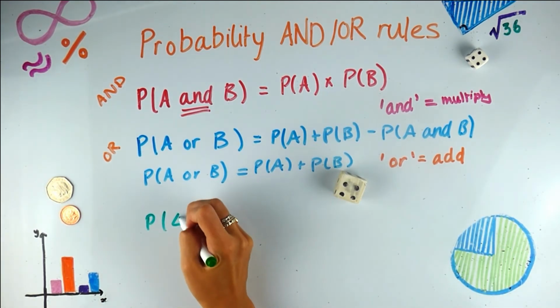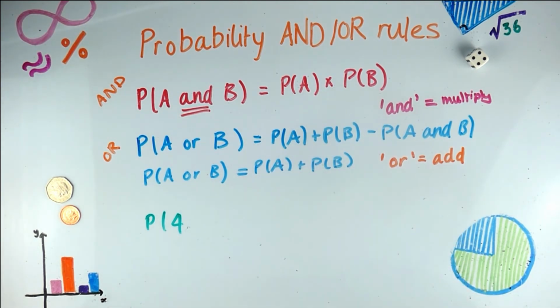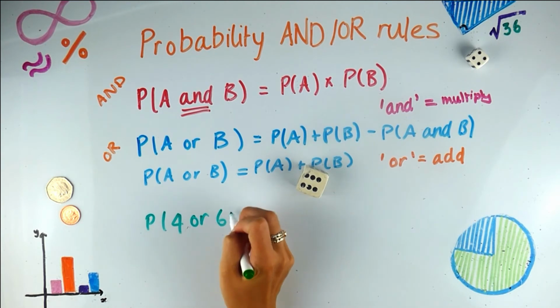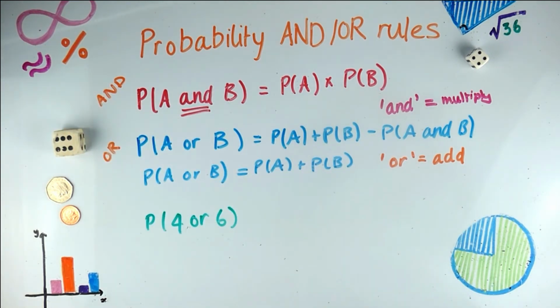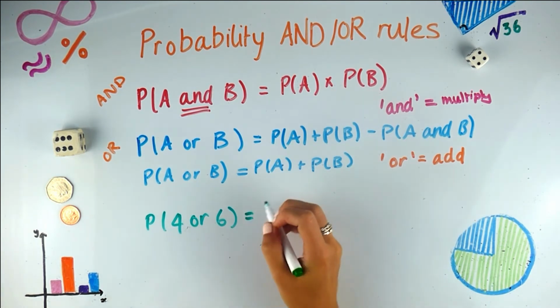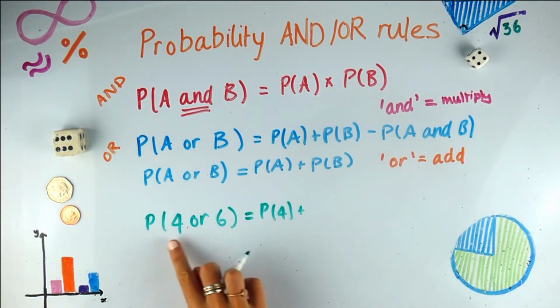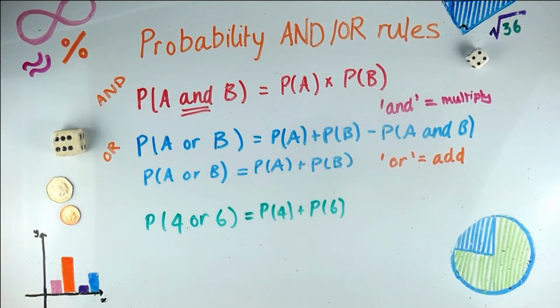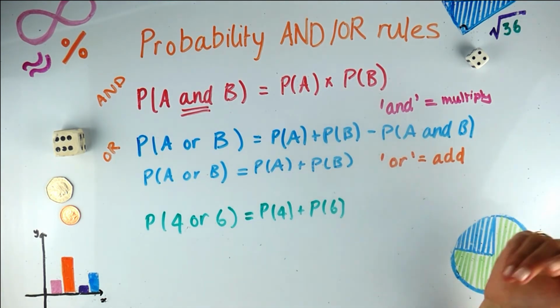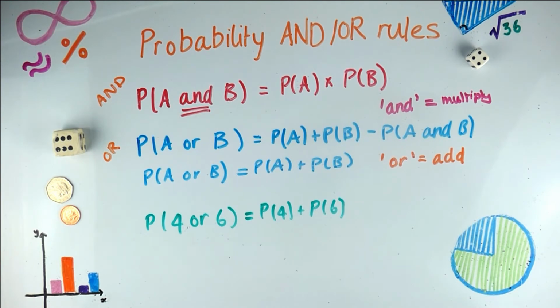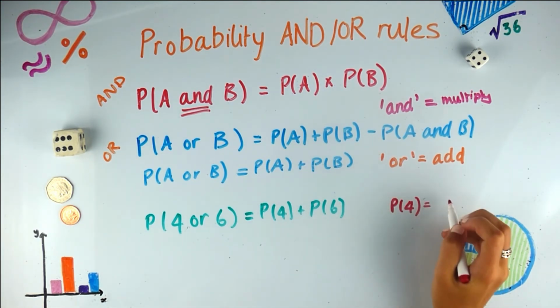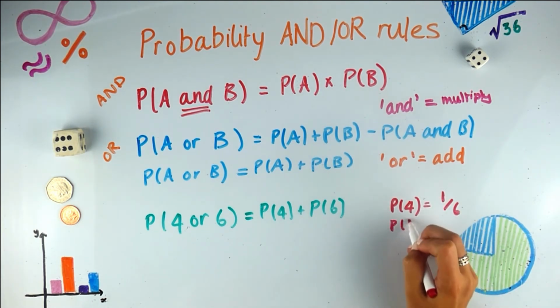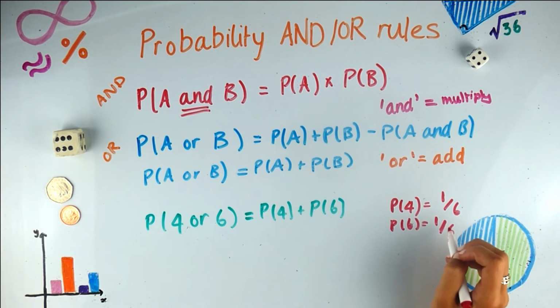So the probability I roll a 4, remember this is very much a fair 6-sided dice, or a 6. Now we know from our equation we're going to use this one. The probability of a 4 or a 6 is the probability of 4 plus the probability of 6, because OR means add. We don't have to subtract this bit because you can't roll a 4 and a 6 at the same time, because we're only using one dice. Maybe if I rolled them both, but I wasn't. What's the probability of getting a 4? There's one 4 out of the 6 options, and the probability of getting a 6 is one 6 out of the 6 options.